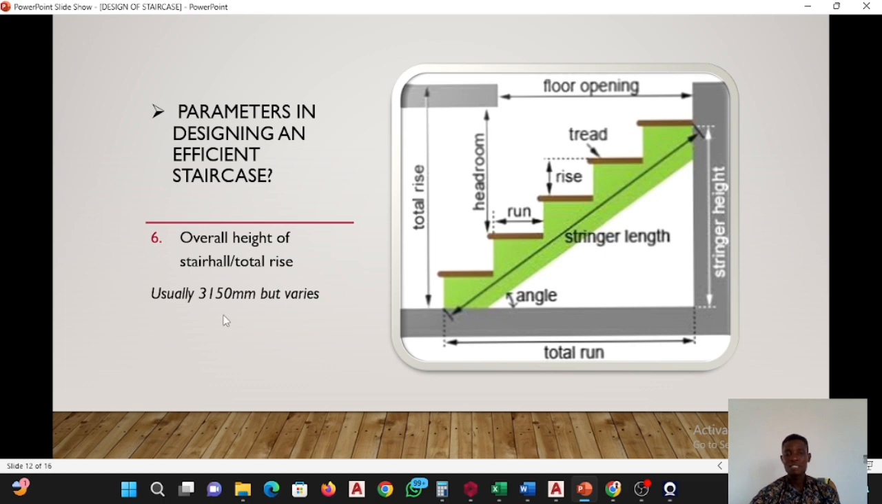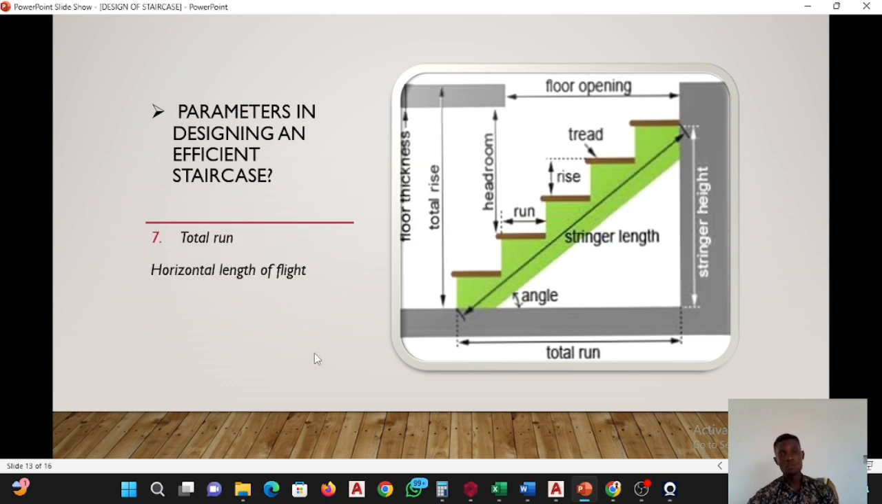So it is always 3.15 meter, that is 3,150 millimeter, because that's what most people usually do. Although it can be greater than that, some are even smaller than that. But the one that is usually common is 3,150. You can have 3,400, 3,500, 4,000, 5,000, depending. But irrespective of what you have, in this video I'm still going to be teaching you how to design, and you are going to use all the parameters I've just mentioned, and come up with a suitable and efficient staircase that won't even stress you while you are climbing.